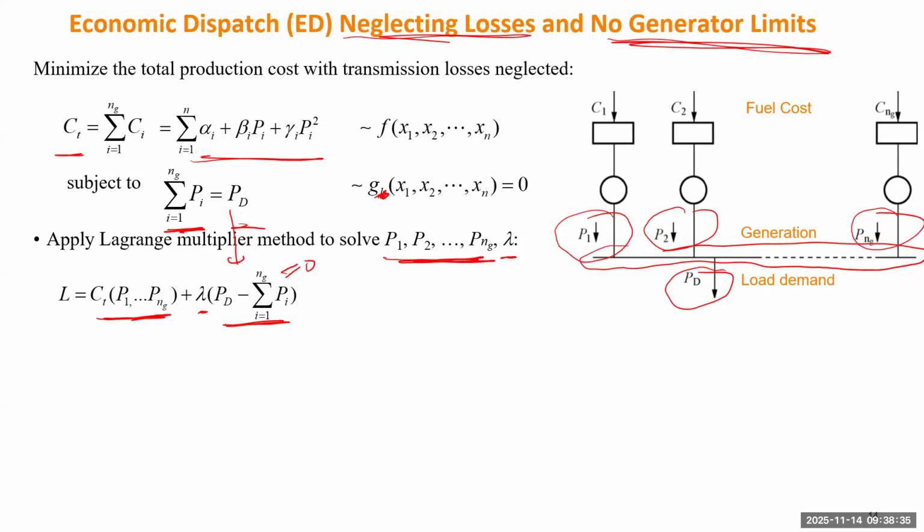Okay, so next step we have this as the cost function with NG plus 1 variables, and we need to calculate the gradient vector of this dimension. So we have partial L, partial Pi, and partial L, partial lambda. Every one needs to be 0. Then we can find the stationary points.